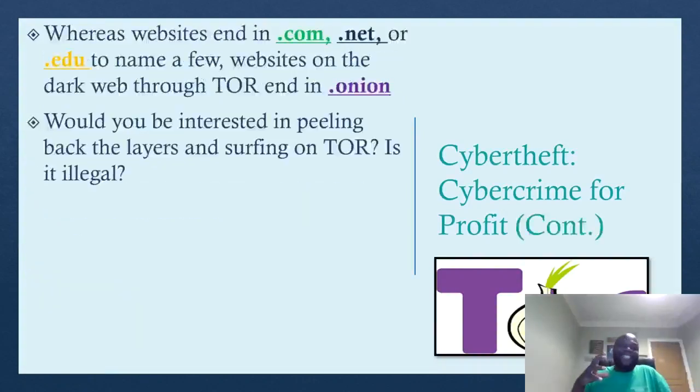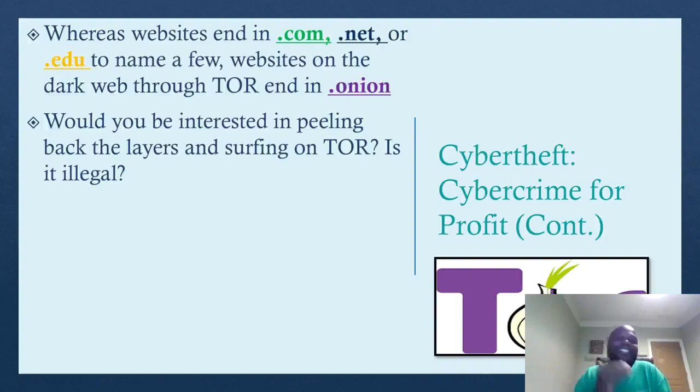So even though websites normally end in .com, you know, yahoo.com, espn.com, google.com, or you have .net or even .edu, generally speaking, websites on the dark web through Tor end in .onion. So if you go in and type a website in right now, say, oh, I'm curious, let me stop Professor Dale's lecture and type in blah, blah, blah .onion. Again, I don't even know.